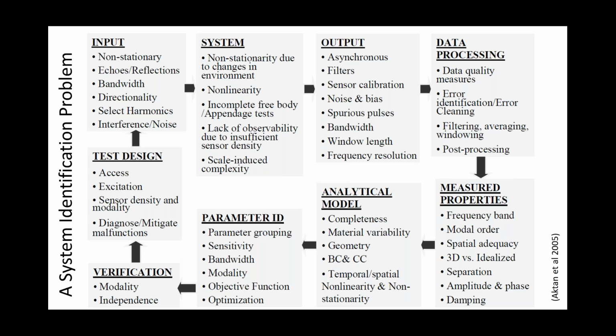This is a bit of an eye chart, but one of the things that Aktan put together was all of the parameters that you might need to consider in developing a system. So the design of your test, the inputs, the system itself, its outputs, how you process the data, the properties you're trying to measure, the analytical model you might be comparing to, the parameters that you're getting from that model, and then verification. And this truly is a cycle, because once you develop a model and go out into the field, you realize that that model maybe didn't give you the best results, and you have to tweak it.